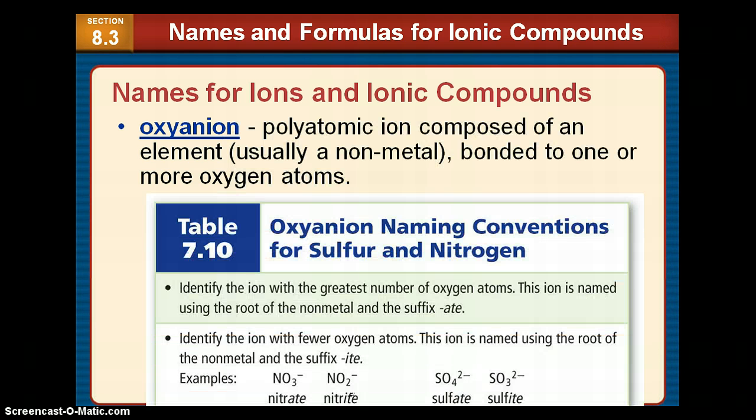The next type of ions are called oxyanions. These are a special type of polyatomic ions, and these are composed of an element, which is a nonmetal, bonded to 1 or more oxygens. So they're going to have different numbers of oxygens, and there are special rules that go along with your oxyanions.